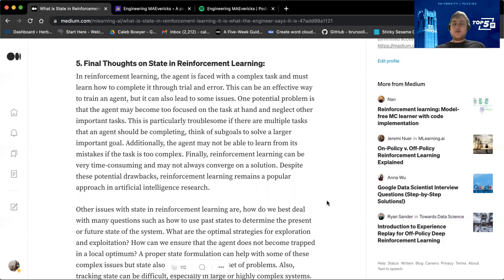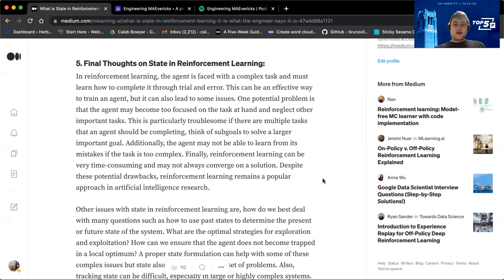Most often, we model one RL agent as solving one task. This is particularly troublesome if there are multiple tasks that an agent should be completing. Think of sub-goals to solving a larger important goal. But one way you could potentially come around this issue is to train each agent for each of those sub-goals, rather than having one agent assigned to all the sub-goals.